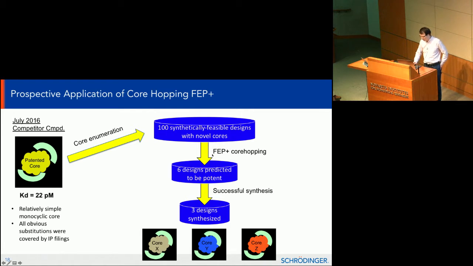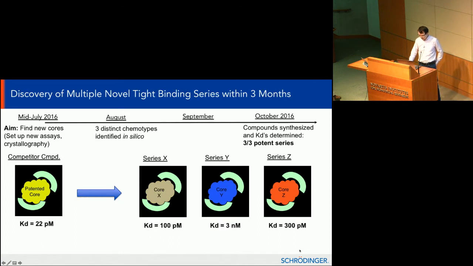those 100 molecules. And based on the calculation, six of the molecules were flagged to be synthesized, and then the collaborator managed to synthesize three of the compounds. And here are the results. It turned out all those three compounds are indeed very potent, and they were not covered by existing IP. And further modification of molecule Z led to the discovery of a development candidate that is currently under consideration. So I have to note here that using core-hopping FEP, the whole process only took 3 months.